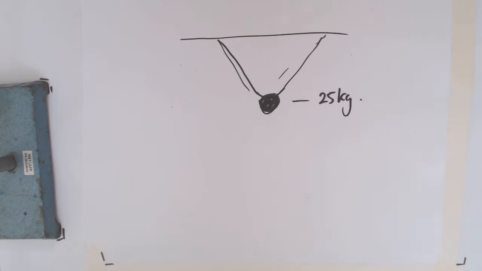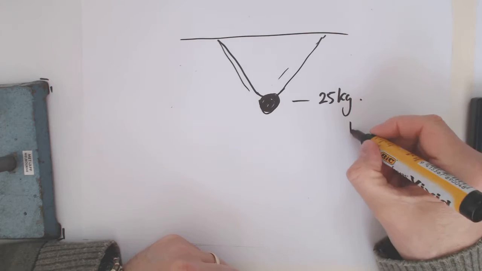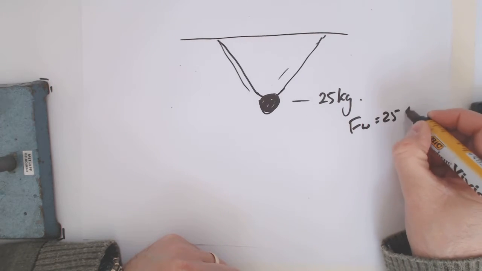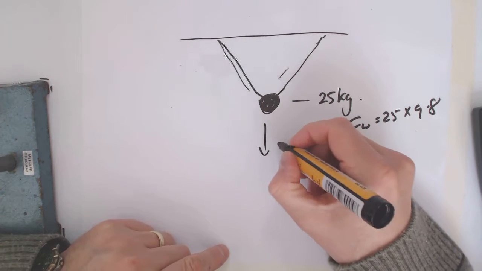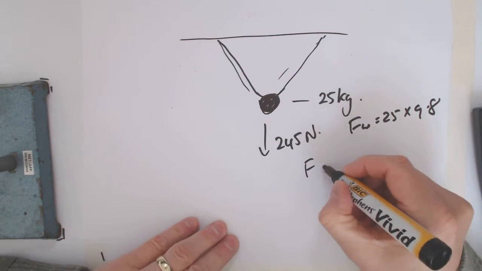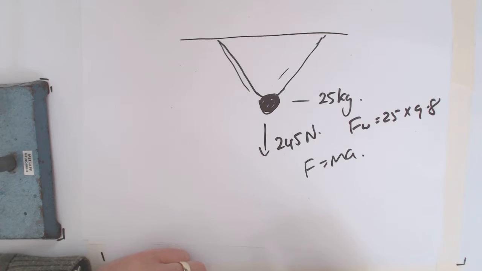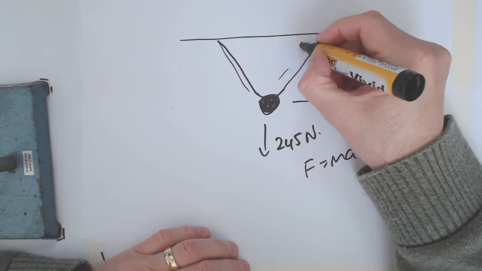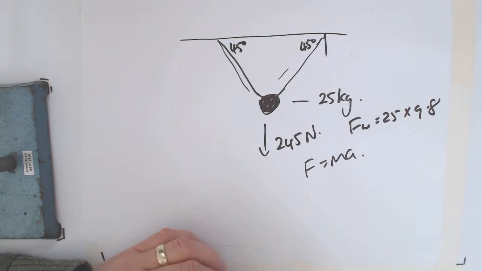Now 25 kgs exerts a weight force of 25 times 9.8, and we've got 245 newtons. Now, according to F equals ma, if you've got a force, you should have an acceleration, but we can all see that an object like that's just going to sit there, right? So no acceleration. Let's say this angle is 45 degrees, that's 45 degrees, right?